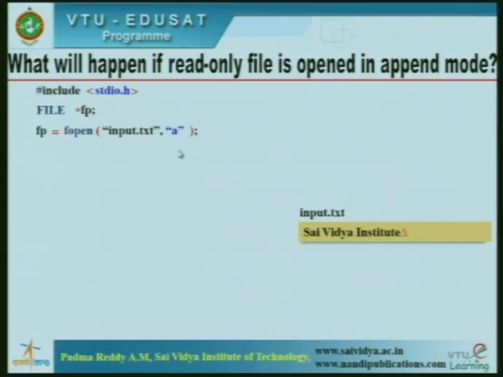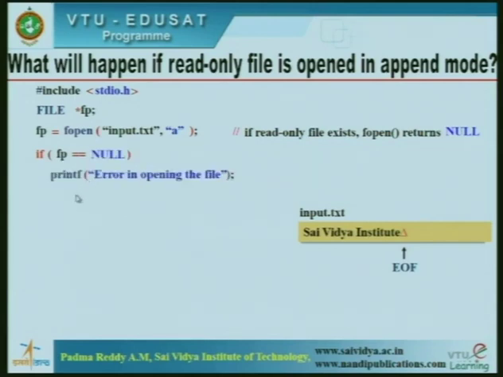So in that particular case, the function fopen returns null. So here, if the read-only file exists, fopen returns null. So here I write: if fp equal to null, print "error in opening the file" and exit(0). These two statements are executed whenever this condition is true, so enclose them within the braces.